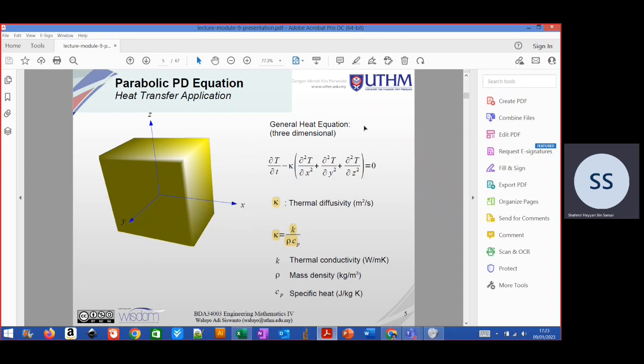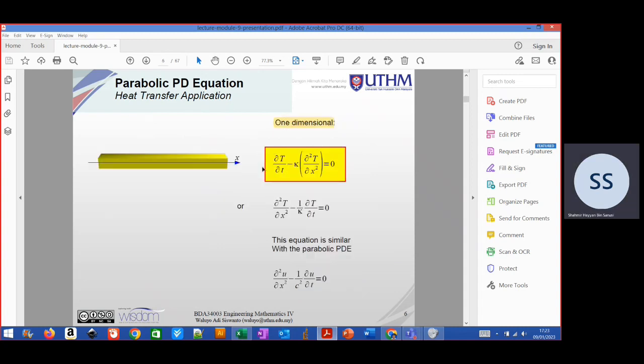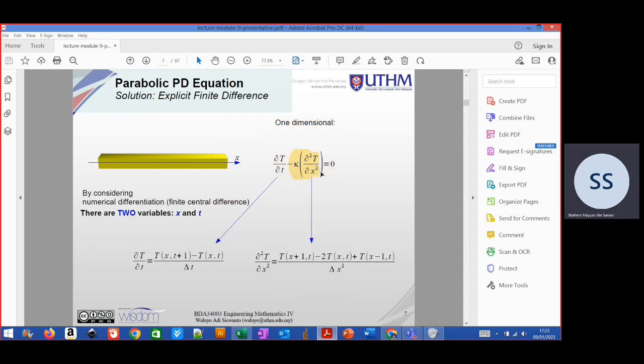So we can use the general heat equation. For example, this is the general heat equation for three dimensions. Since our scope is only focused on the x direction, one-dimensional, the equation would be up until here, which is given as this one. From the one-dimensional heat equation, we can use what we learned in chapter 5, numerical differentiation.